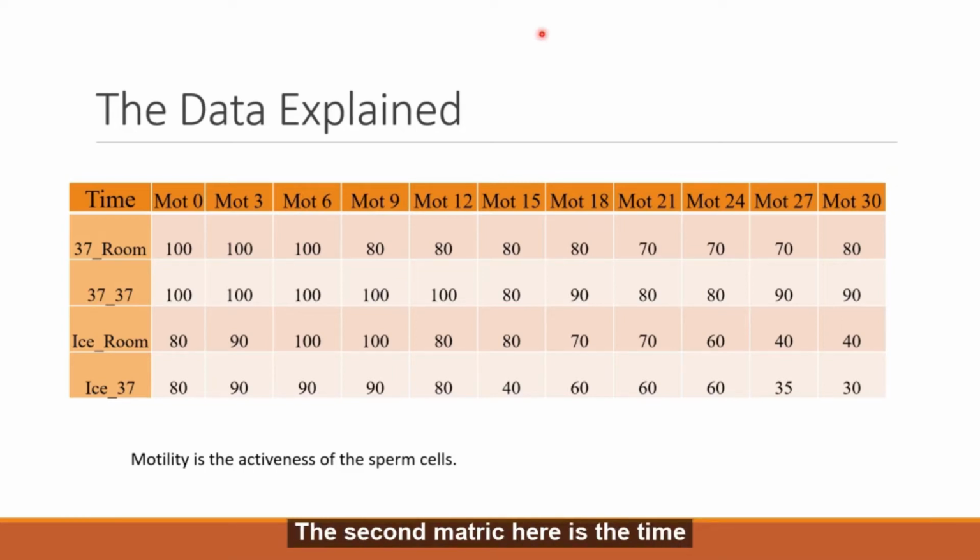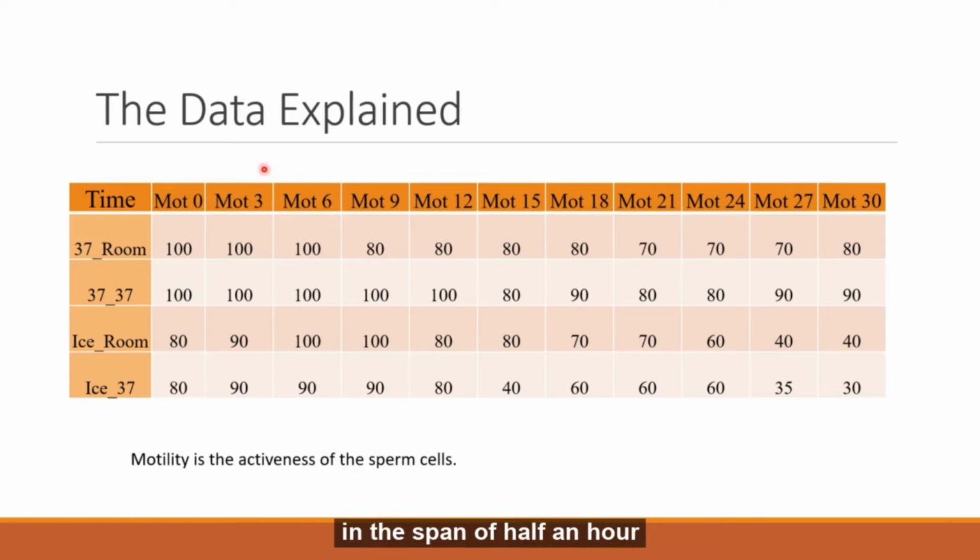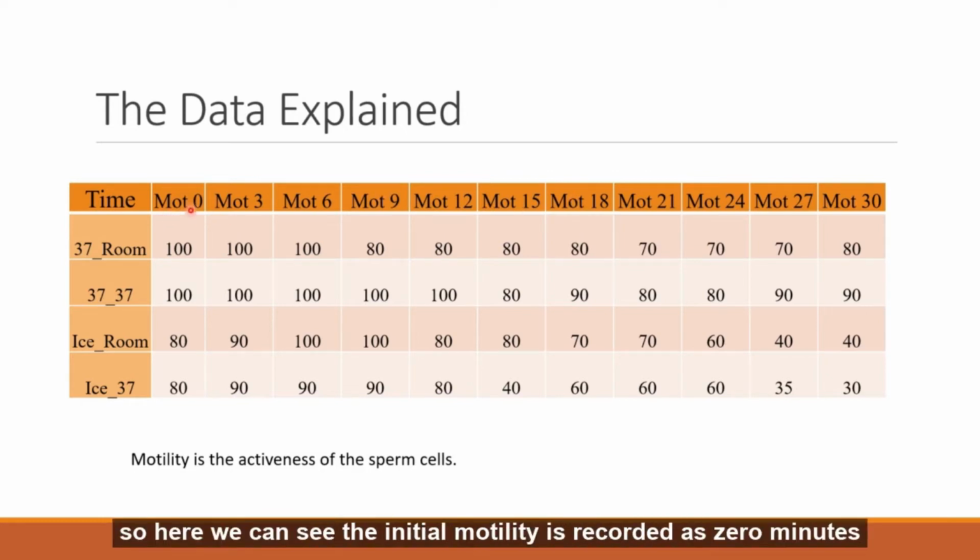The second metric here is the time, and we can see that the motility of the sperm is being recorded for every 3 minutes in the span of half an hour. So here we can see the initial motility is recorded at 0 minutes and it is updated every 3 minutes until half an hour is reached.